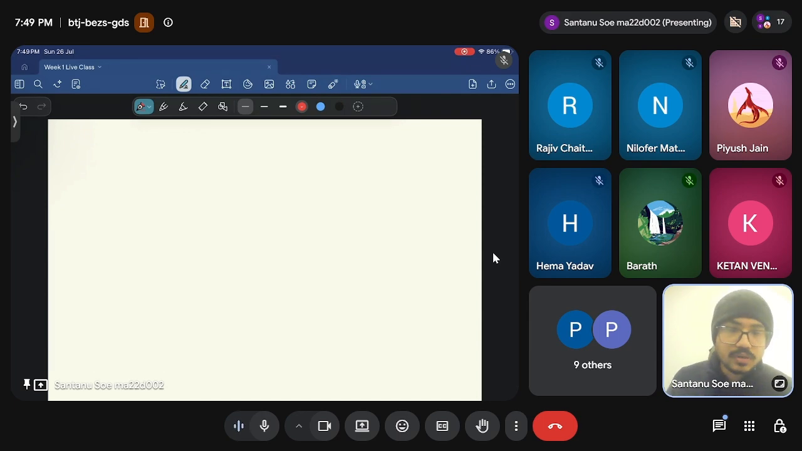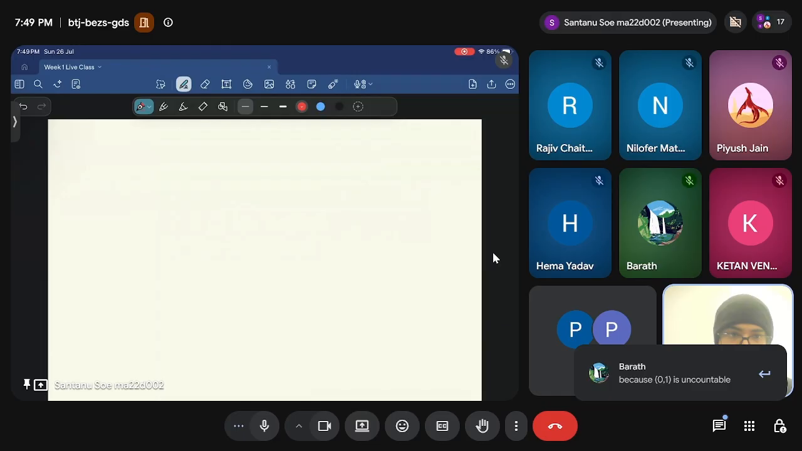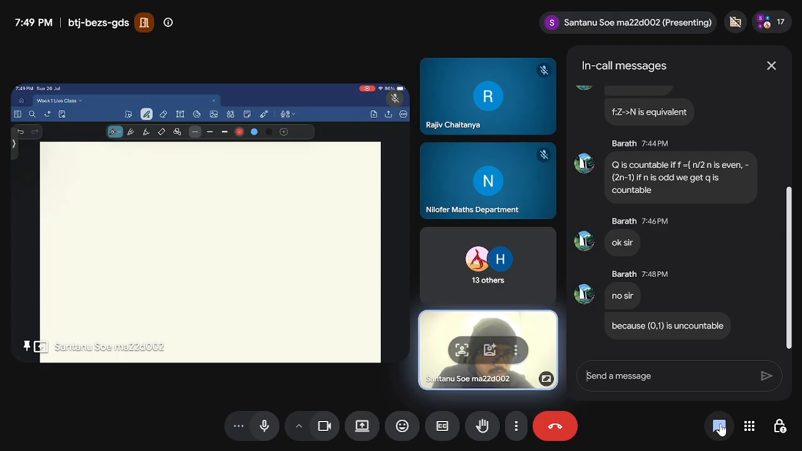See, this is a 2-hour class. It will be a long class, so you can interact with me if you have any doubts. So first we're gonna clear all the doubts. We're gonna go through the basics of the first few lectures, and then we're gonna start doing questions. So someone has written that open 0 1 is uncountable.